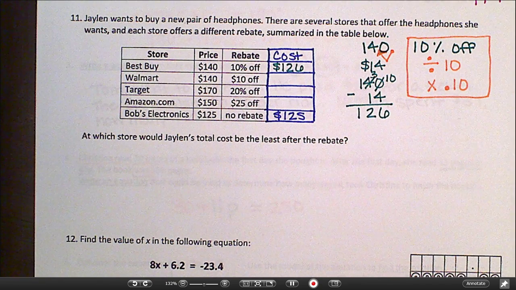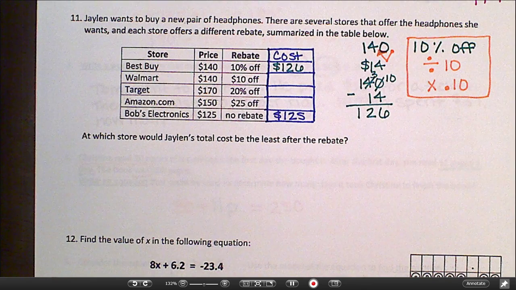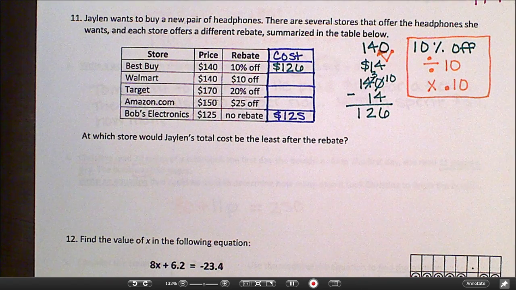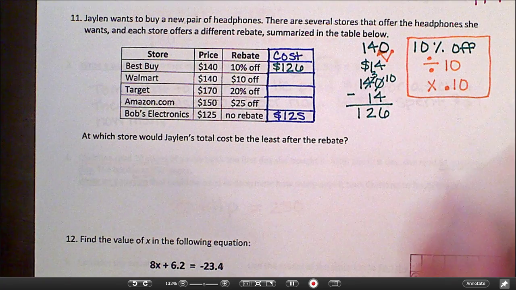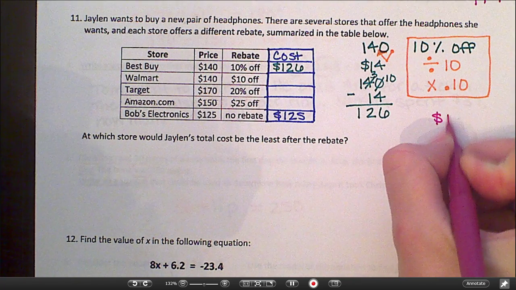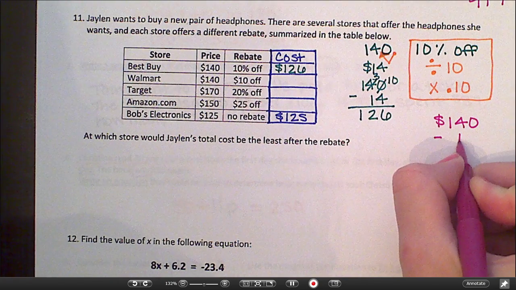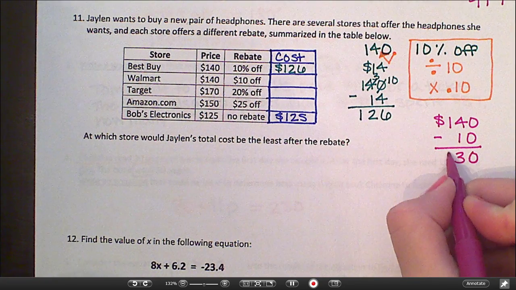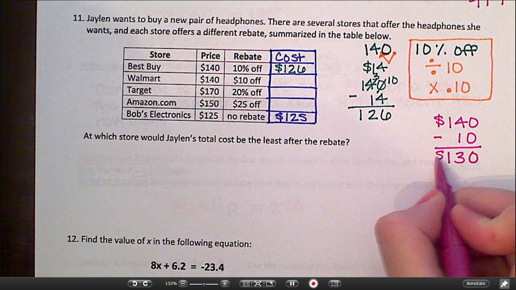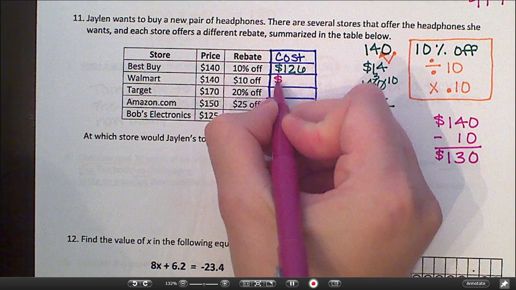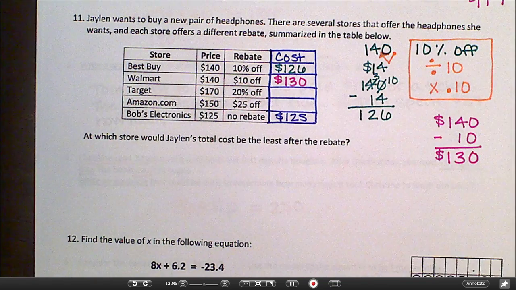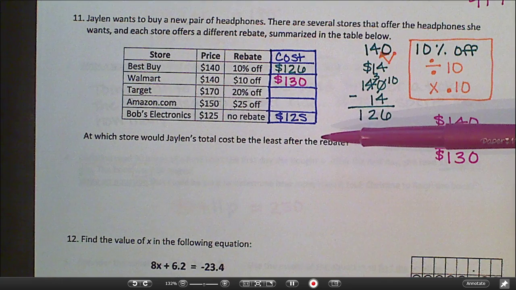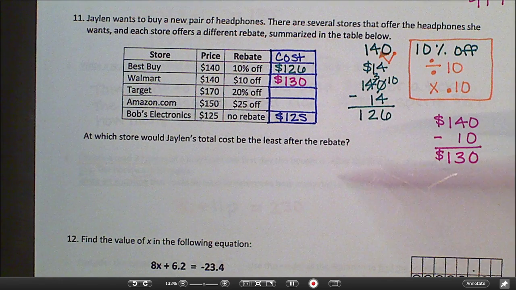Let's look at Walmart. Walmart is not a percent off, it's just a dollar amount off. So if Walmart charges $140 and is offering $10 off, I'm subtracting. And I know that I'm going to pay $130 at Walmart. So out of these three so far, Bob's Electronics with no rebate is still the best deal, but we need to keep going.